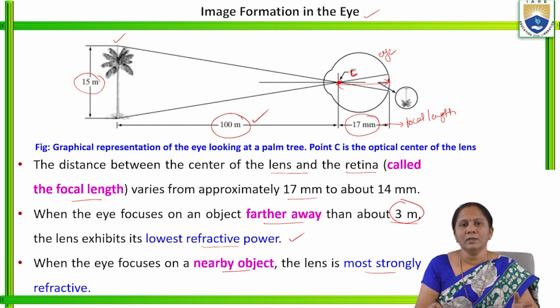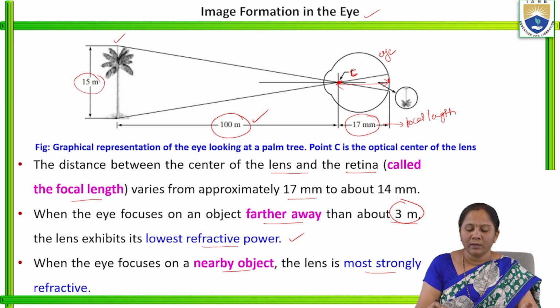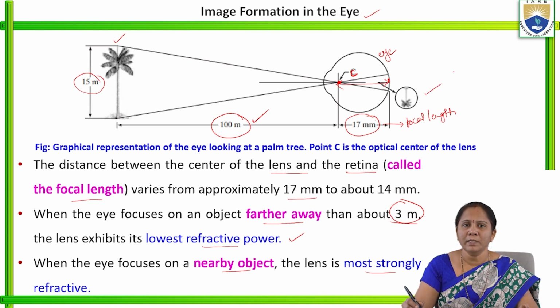So based on the distance from the center of the lens and the object that is present, the visualization can be calculated. The distance can be calculated. The height can be calculated.